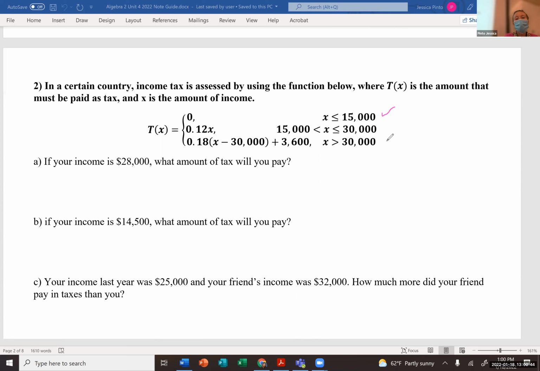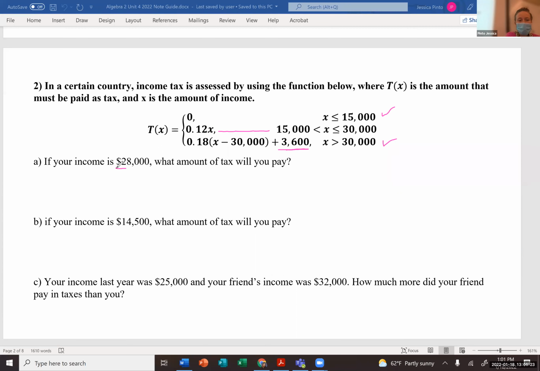If you earn more than $30,000, how much do you have to pay in taxes? So this tax bracket is actually going to work the same way that the United States tax brackets work. You pay 12% on the money between $15,000 and $30,000. And then you're going to pay this much, which is going to come from the 12% at the lower rate for that first $30,000.